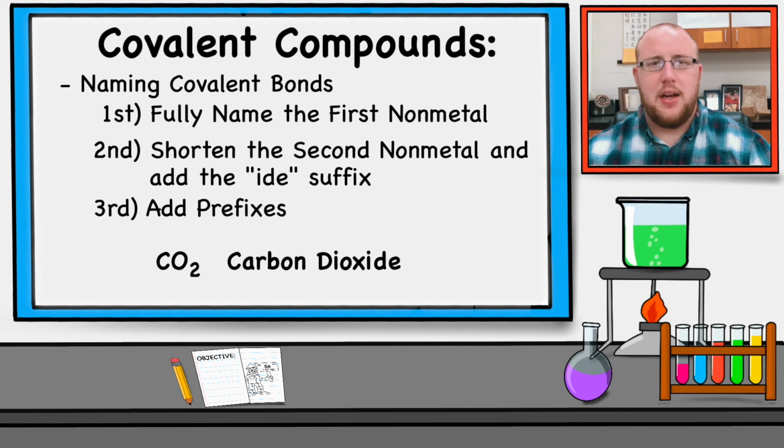So there is how you write the names for them. If I'm going to make a formula, if I'm given the name, all I have to do is just read the name out and put my prefixes as subscripts. So if I have, let's say, carbon tetrafluoride, then I would put C for my carbon, fluorine's F, tetra means that there's 4 fluorines, so it'd be CF4.